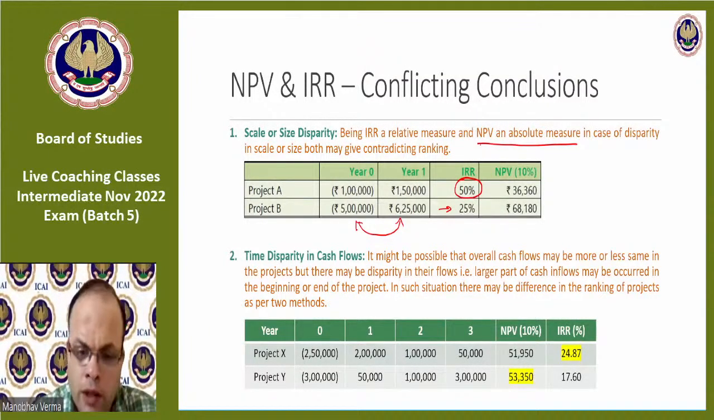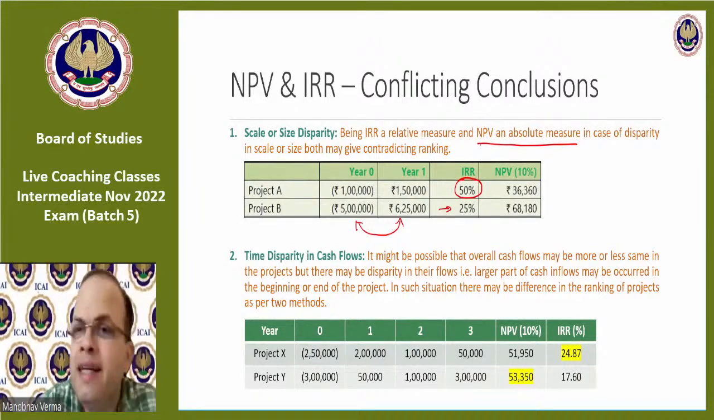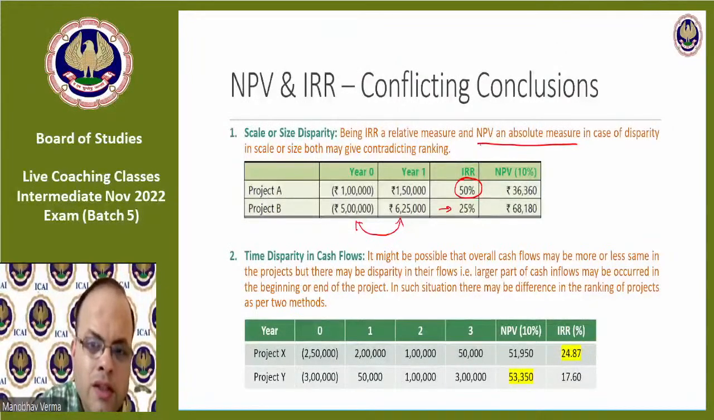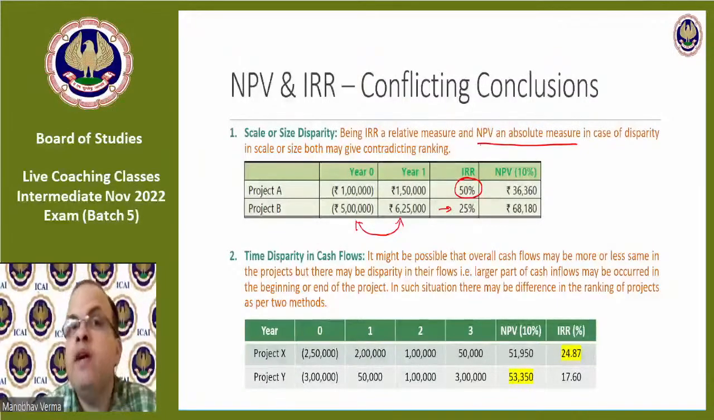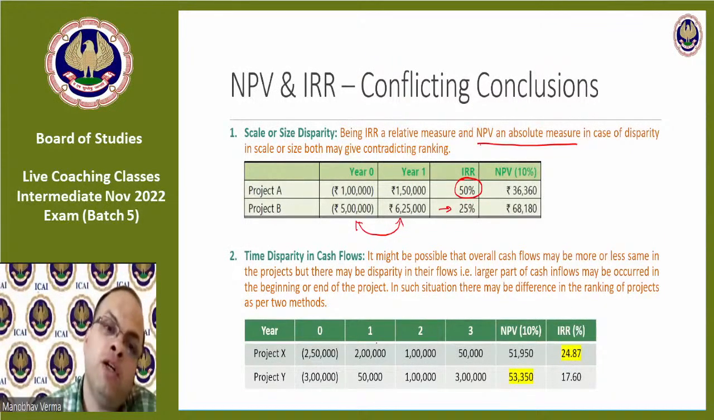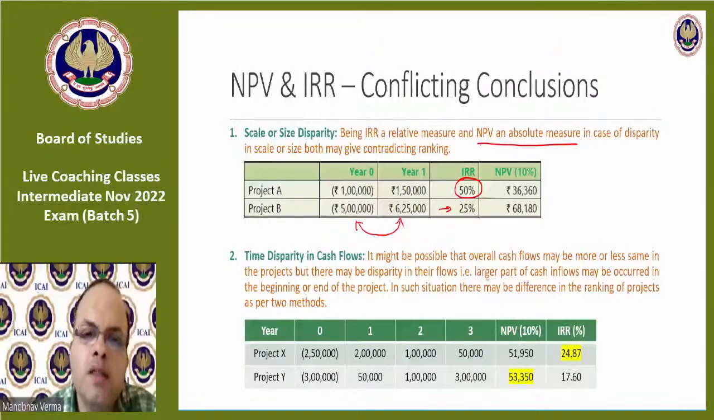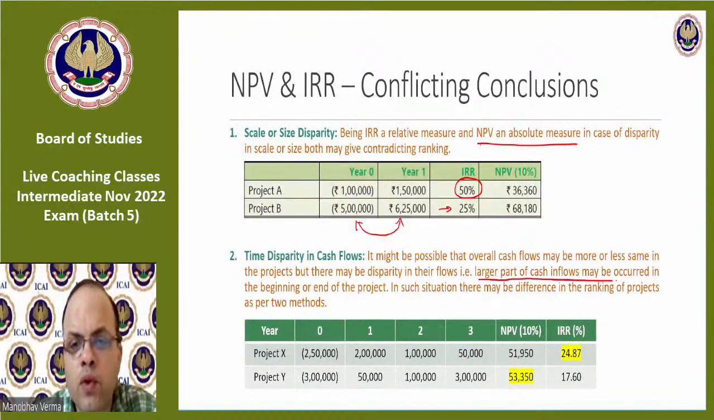Okay, guys. So the first contradictory factor is your scale. The second, an important point, is time disparity. And this is what I already discussed on Saturday, that IRR will generally favor the projects which have heavy inflows in the earlier years. Probably indirectly, I'm trying to say that it is not favoring the projects which have heavy inflows towards the later part of their life. That is, the larger part of cash flows may occur in the beginning or end of the project. But what IRR will do, look at the scenario here.